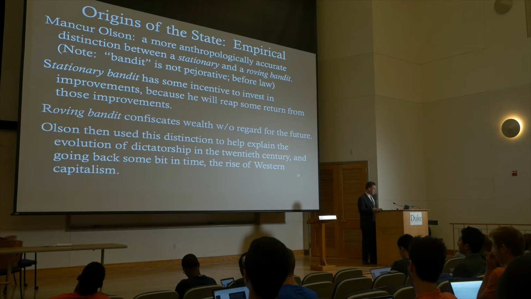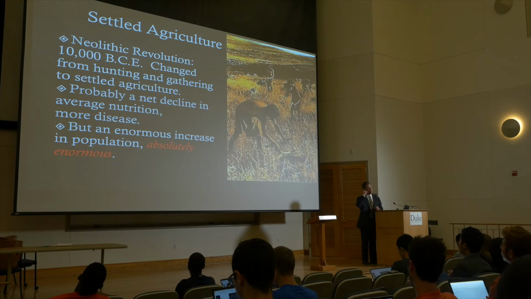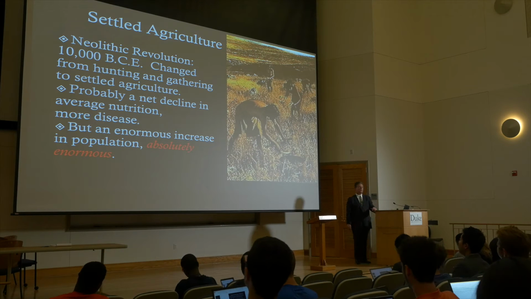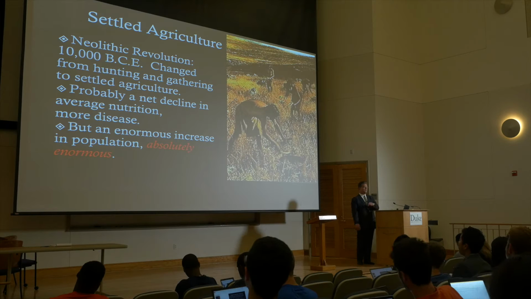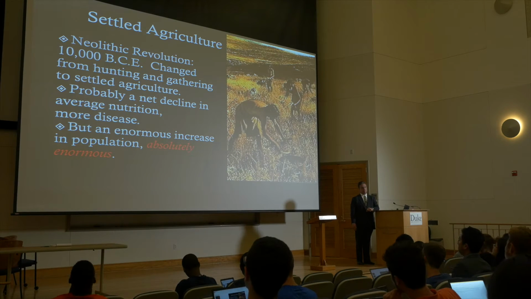Well, let's go back further to what made the notion of a stationary bandit make sense. The beginnings of settled agriculture are the Neolithic Revolution about 10,000 BCE, so 12,000 years ago. The Neolithic Revolution sees the beginning of the transformation from nomadic hunter-gatherer societies to fixed agriculture. We stay in the same place and we plant crops.